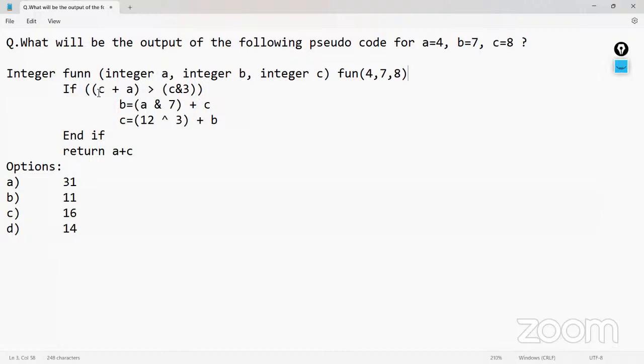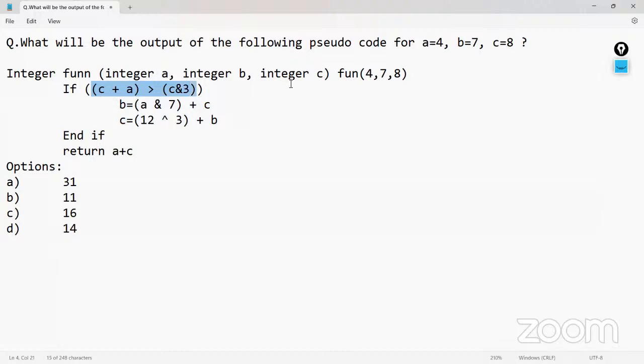So we have here if C plus A. We know this is an if condition, and if condition means that if it becomes true, then and only then is the block inside the if going to run. So we first have to understand whether the condition becomes true or false.